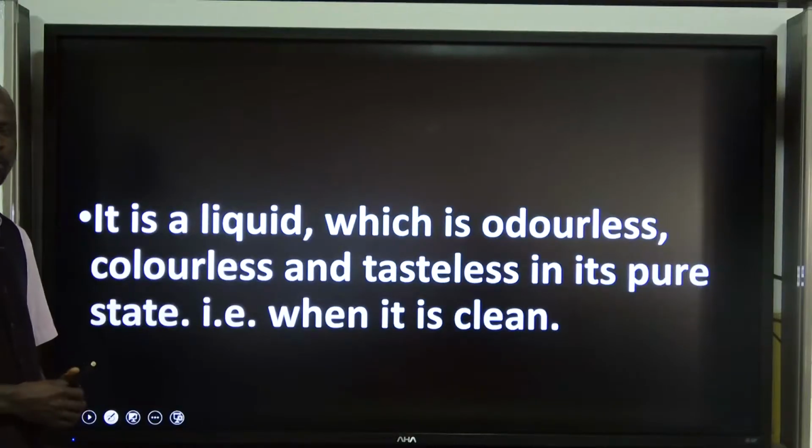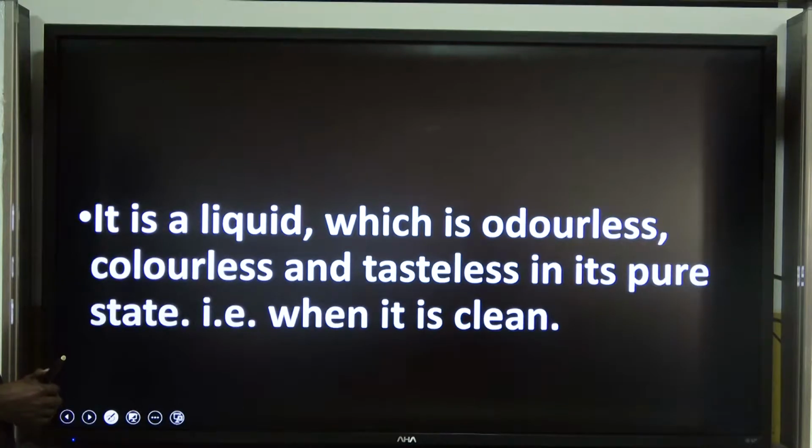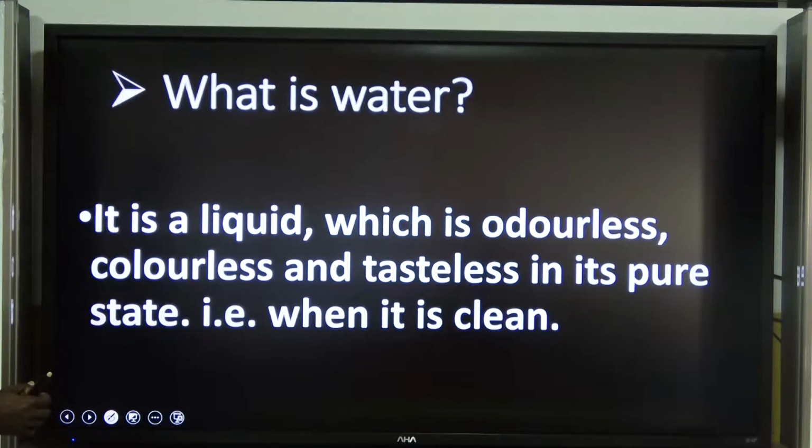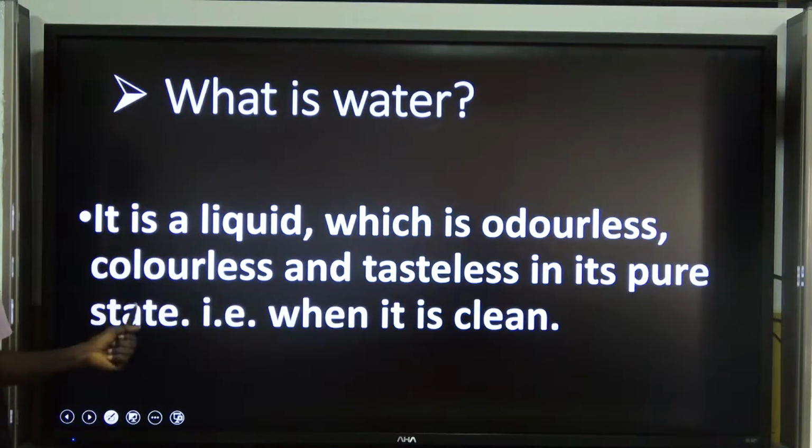Now, what is water? What is water? Water is a liquid. I think everybody will agree to that. It's a liquid which is odorless, colorless, and tasteless when it is pure. That is, when it is clean. That means we have clean water and unclean water.